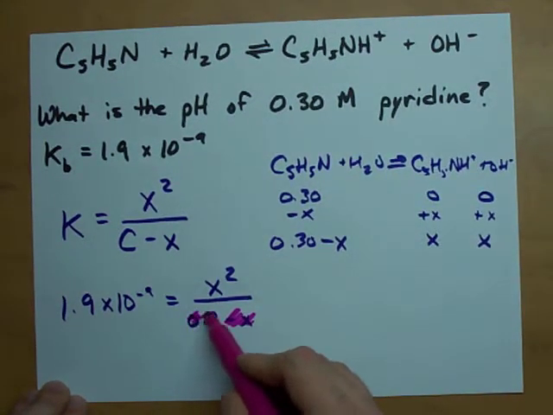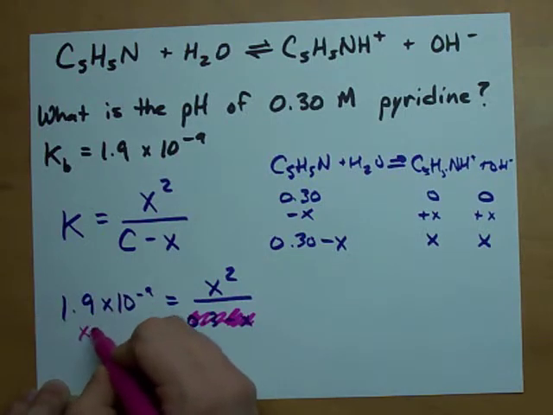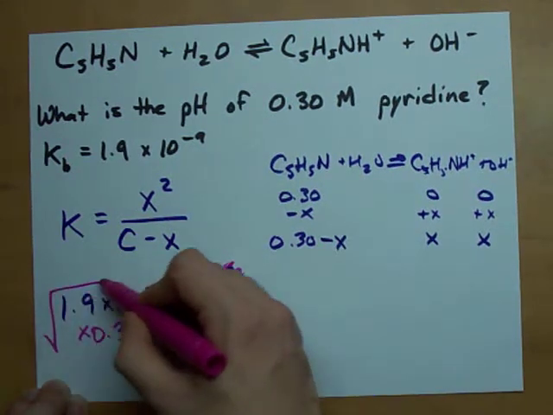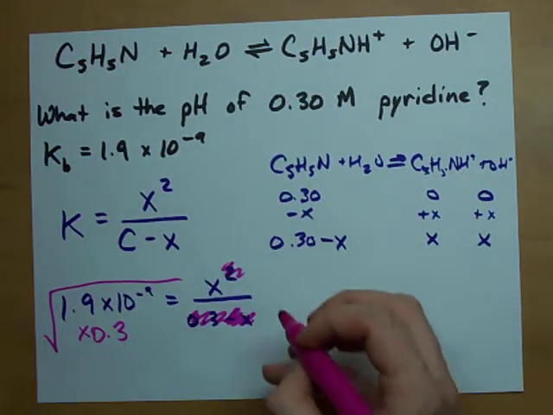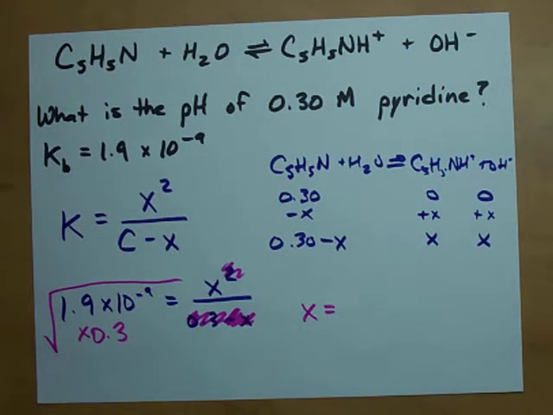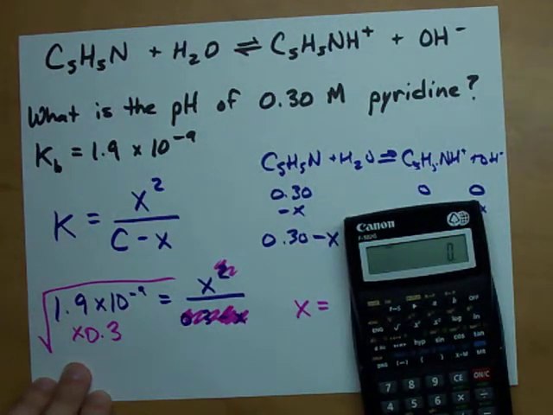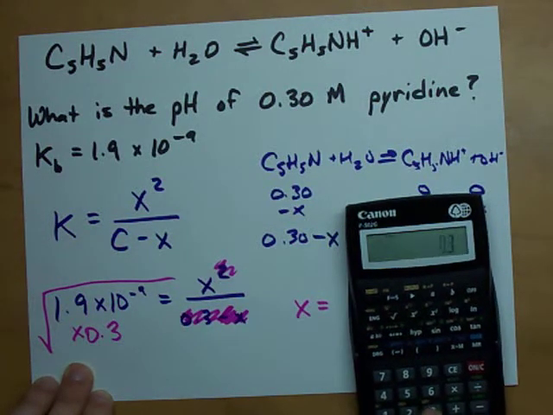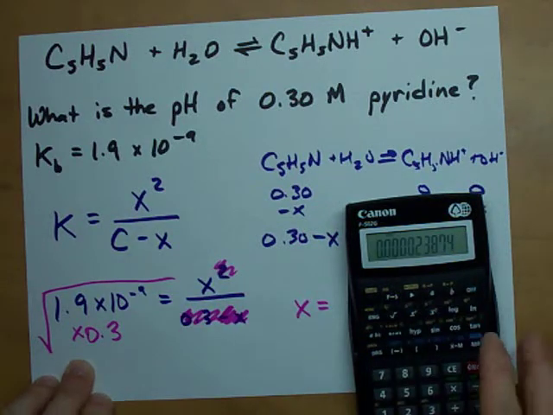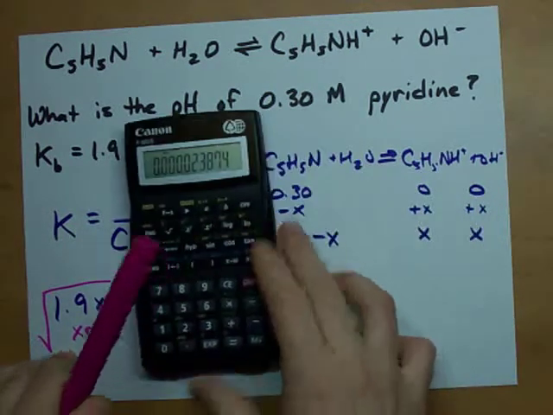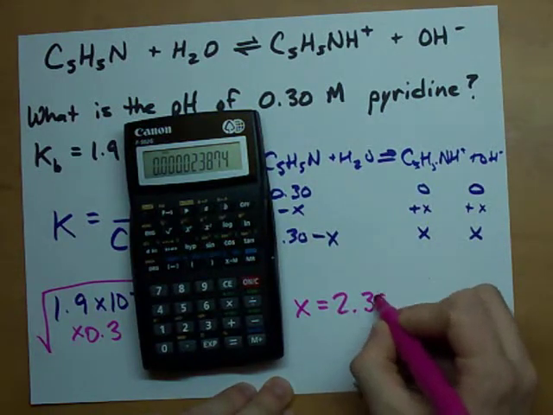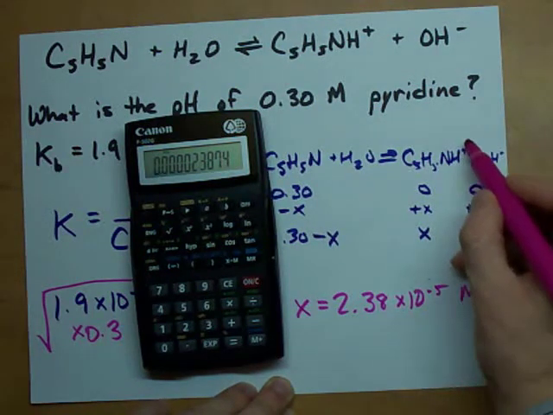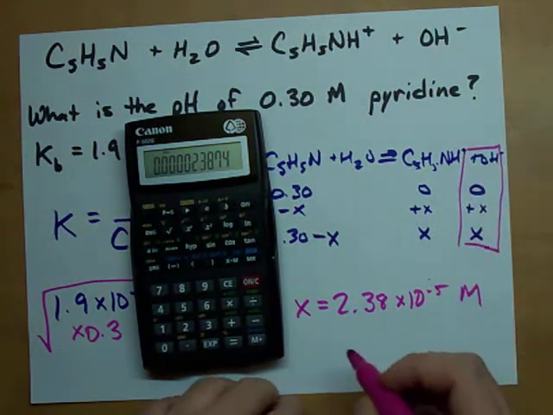I can undo division by 0.3 by multiplying by 0.3, and I can undo the square by taking the square root of that side. When I do that, I end up with x equals 1.9 times 10 to the power of negative 9. Don't forget to times it by 0.3, and then take the square root of it. I get 2.38 times 10 to the minus 5. That's the concentration of OH minus.